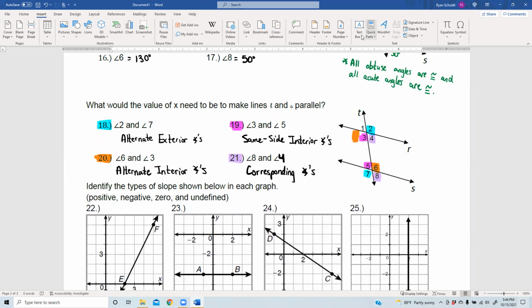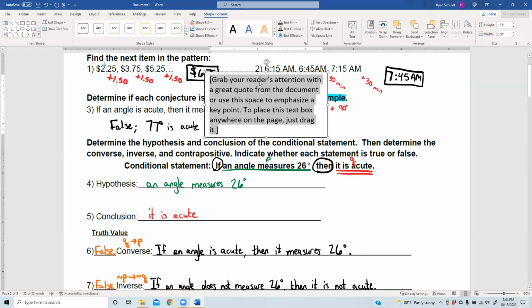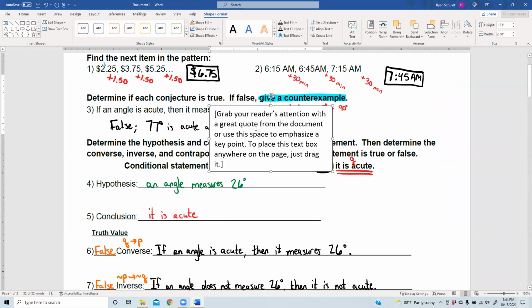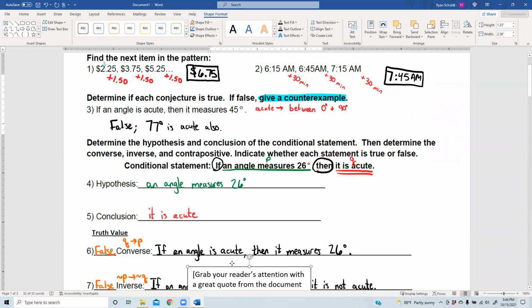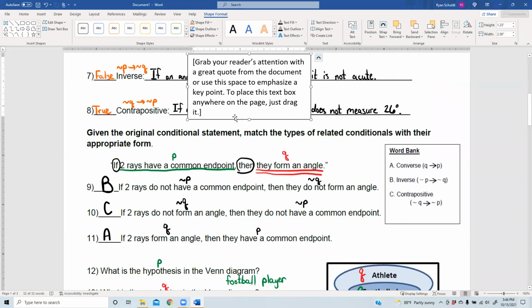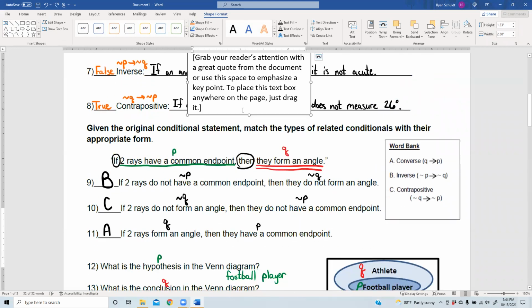And I'm going to fix our directions here. Wait, I don't want it right there. Come on. Hang on.